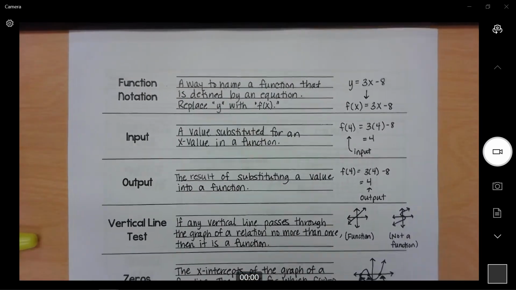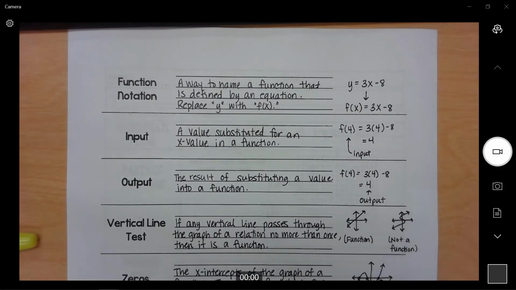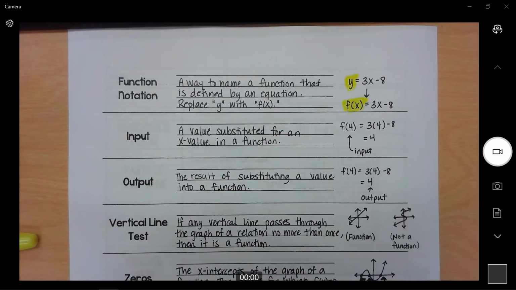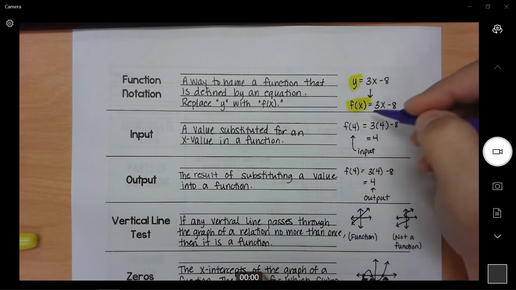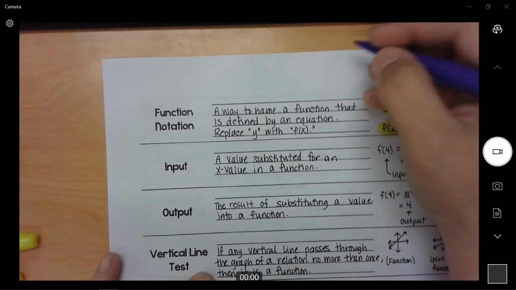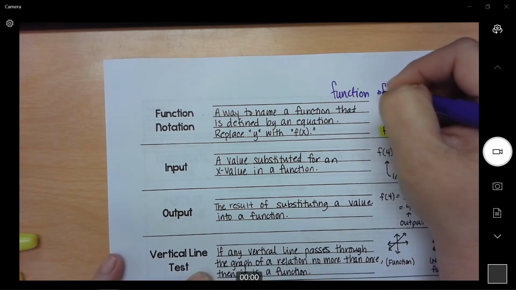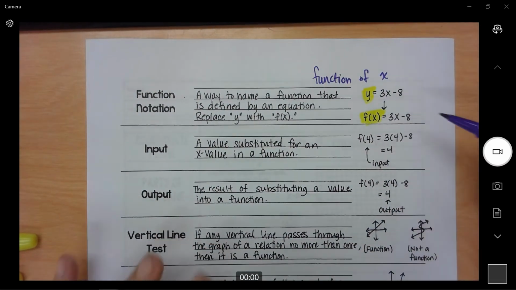All right, function notation is where we rewrite the y as f of x. They mean the same thing, but we are just saying a function of x. Something is happening to x and it's going through an input. It's going to go through this and it's going to come out with a y. Same difference. It just means function of x. So every time you see the words function of, they're talking about this kind of idea.